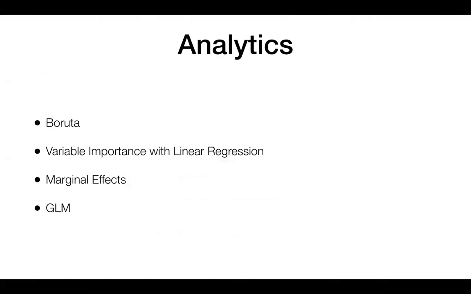But now let's move on to the analytics. Under the analytics view, we have the random forest, and we added Boruta, which is one of the methods under the random forest. And also we added variable importance for linear regression. And then we added marginal effects for logistic regression. And then GLM, sorry, GLM has been there as a data wrangling step, but we brought this under the analytics view as well.